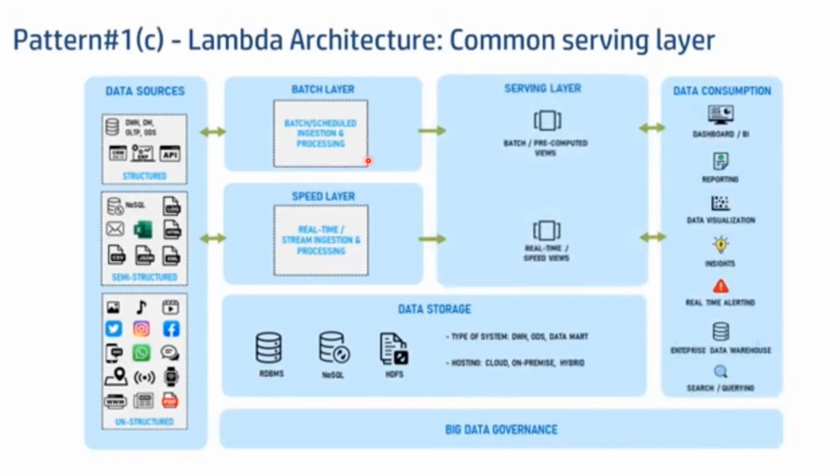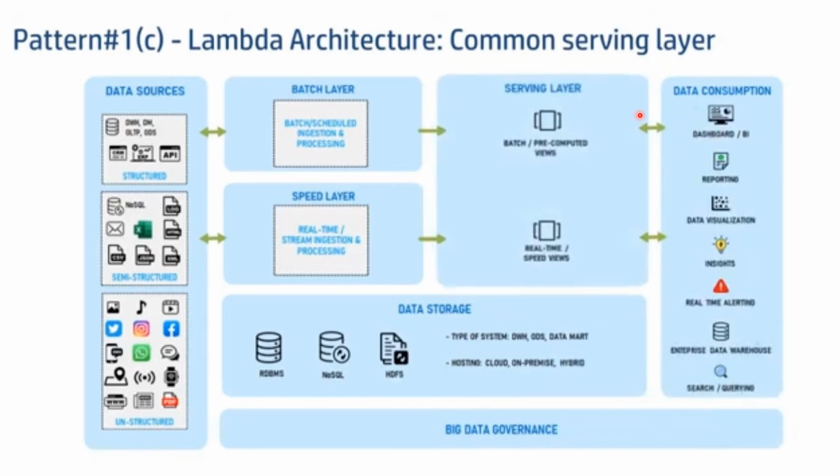We'll begin by discussing the three Lambda architecture patterns. The first variant is the batch serving layer. In this, there is a batch layer which ingests data and computes values, followed by a dedicated serving layer where the computed outputs of the batch layer are written. The consumption layer reads from the serving layer.